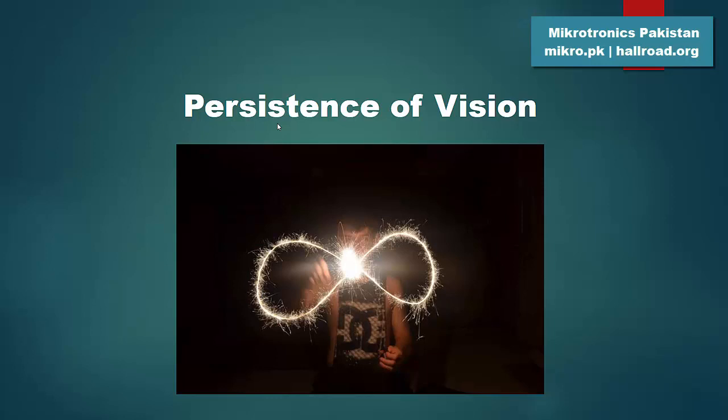In the following two videos, I will be showing you the basic concepts of this persistence of vision. As you can see here, the man is turning around a torch, and since it is only one point of light, but we can see a complete circle. That is because of the persistence of vision.